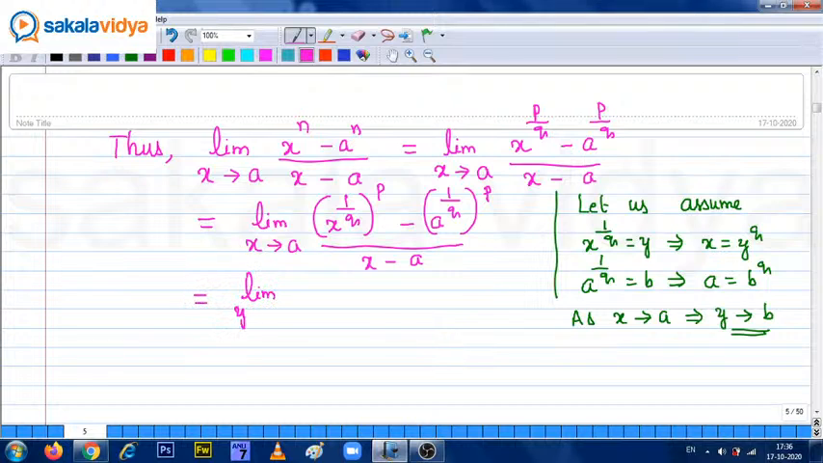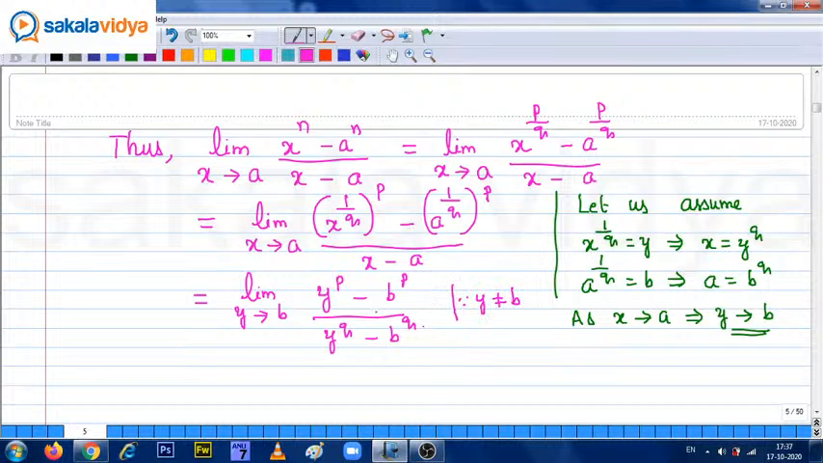Limit y tends to b, x to the power of p is y to the power of p, minus a to the power of p is b to the power of p, over x to the power of q, y to the power of q, minus b to the power of q. Here p, q are actually integers. P may be negative, q is definitely positive only. So now as y tends to b, here y does not equal b.